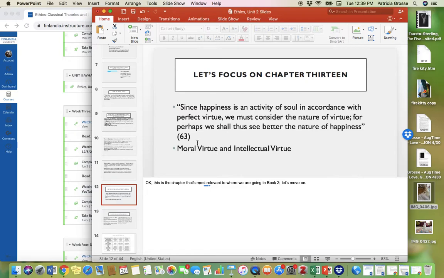And he does distinguish between moral virtue and intellectual virtue. Moral virtue is better in a lot of ways. Intellectual virtue you can just learn.